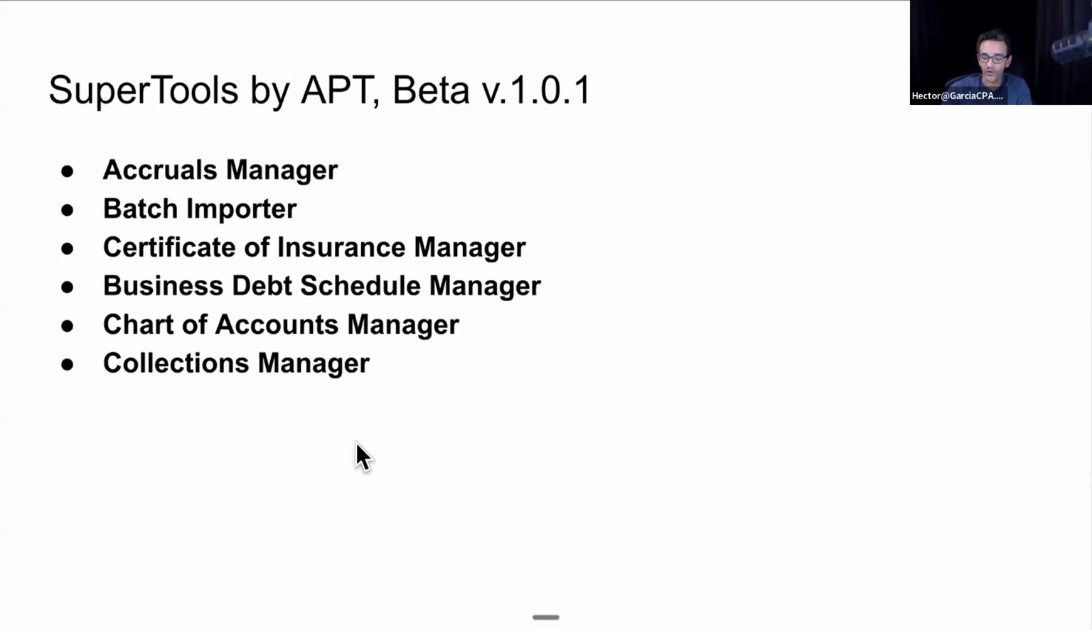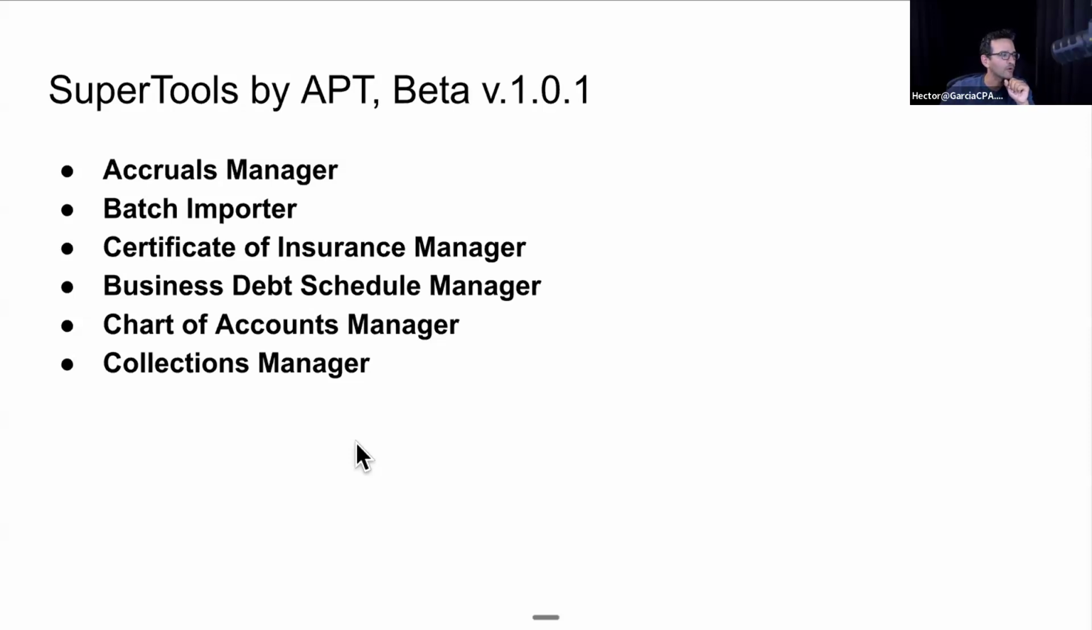We have something called the accruals manager. We have a batch importing tool that's going to be really, really awesome. We have a certificate of insurance manager. We have a business debt schedule manager. We have a chart of accounts manager, which allows you to do all sorts of edits to the chart of accounts, really fancy batch editing, and a collections manager. All of these are going to be really interesting, and they're all going to work off QuickBooks data. We're going to hijack the memos in QuickBooks and be able to collect all sorts of information.